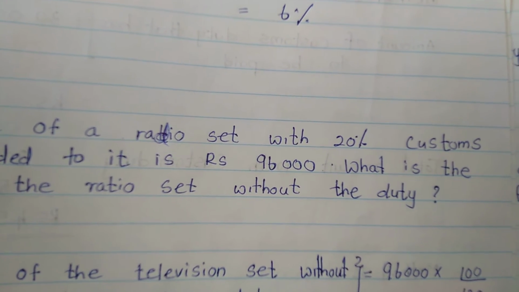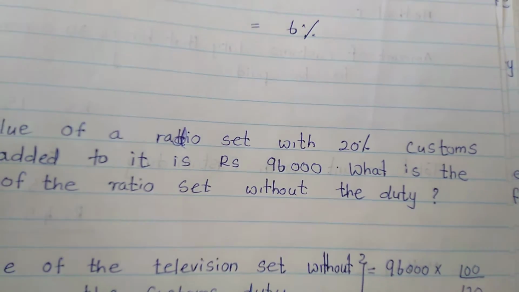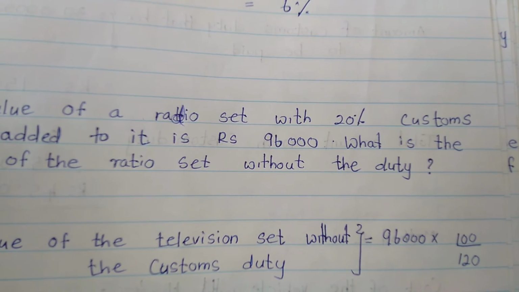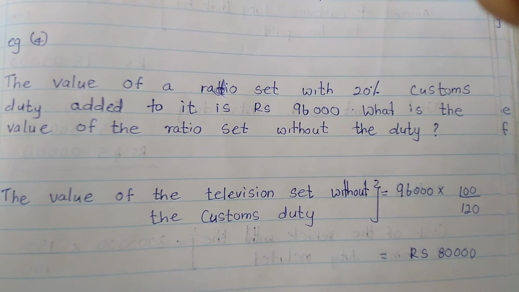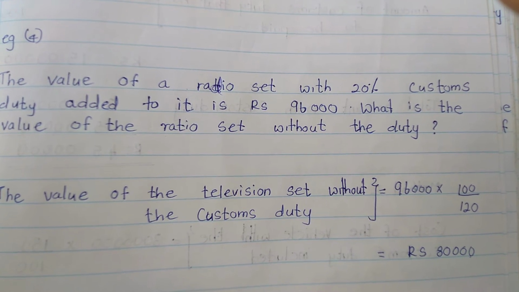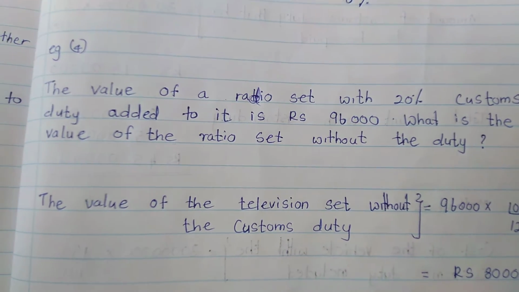The value of a radio set with 20% custom duty added to it is 96,000 rupees. What is the value of the radio set without the duty?